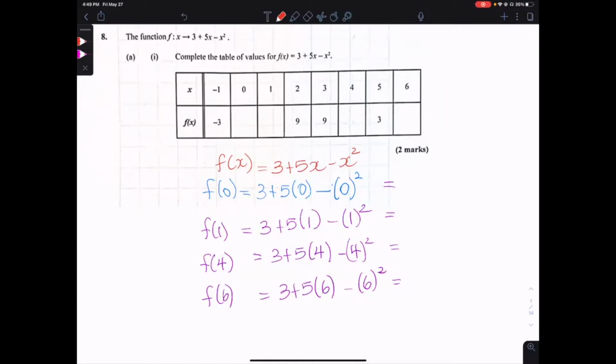When x is 0, what value did you get? 3. When x is 1? 7. 7. That is correct. When x is 4? 7. Yes. And finally, when x is 6? -3. -3. Could anybody else confirm those answers? Yes, miss. Right.